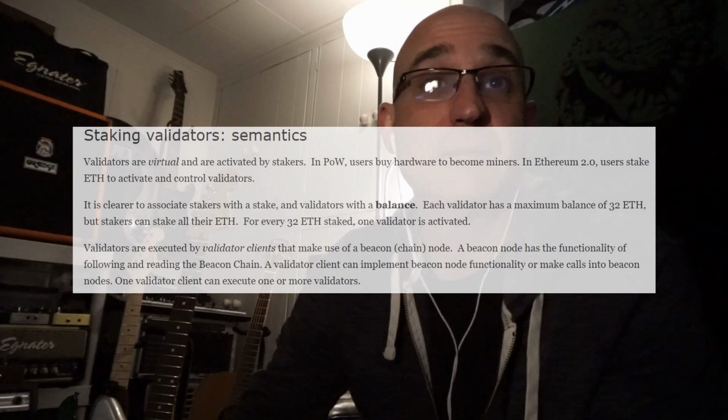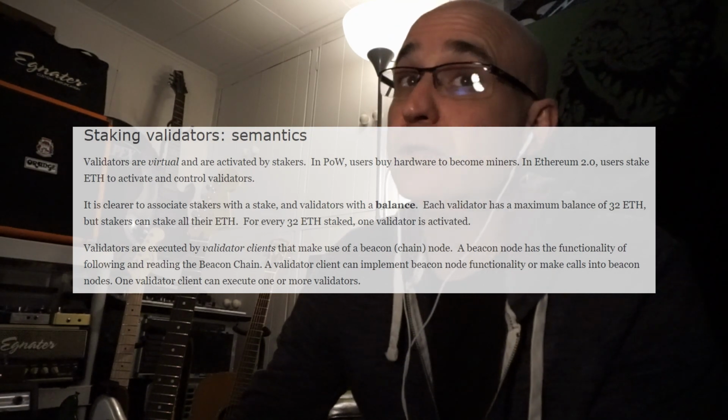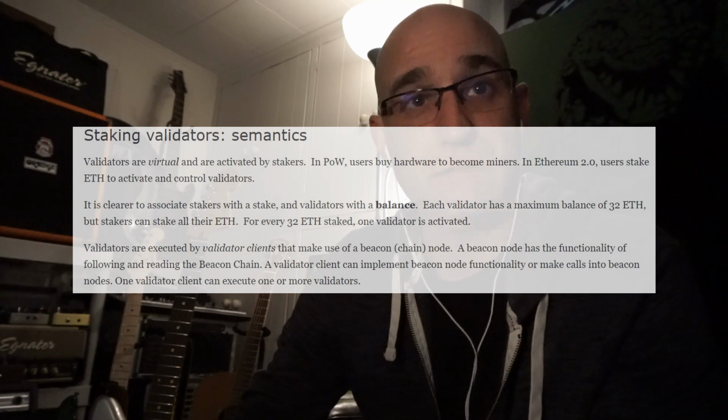Each validator has a maximum balance of 32 ETH, but stakers can stake all of their ETH. For every 32 ETH staked, one validator is activated.